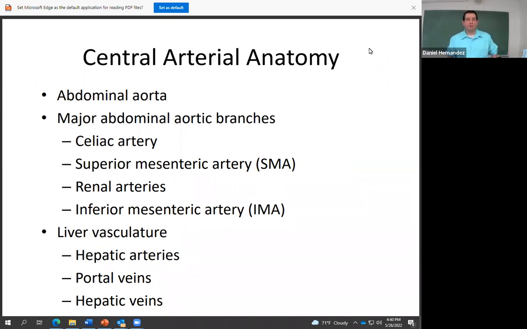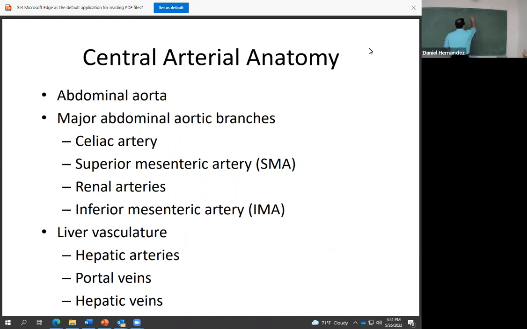When we're referring to the abdominal aorta, there are several major branches which arise off that abdominal aorta. So if we're working our way from superior to inferior, going from the head down, we have our abdominal aorta. The major branches which arise off that abdominal aorta. The first one is going to be our celiac artery.